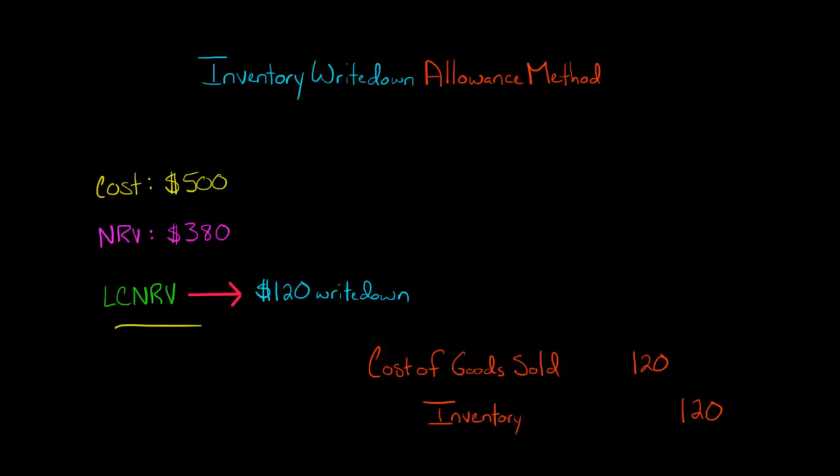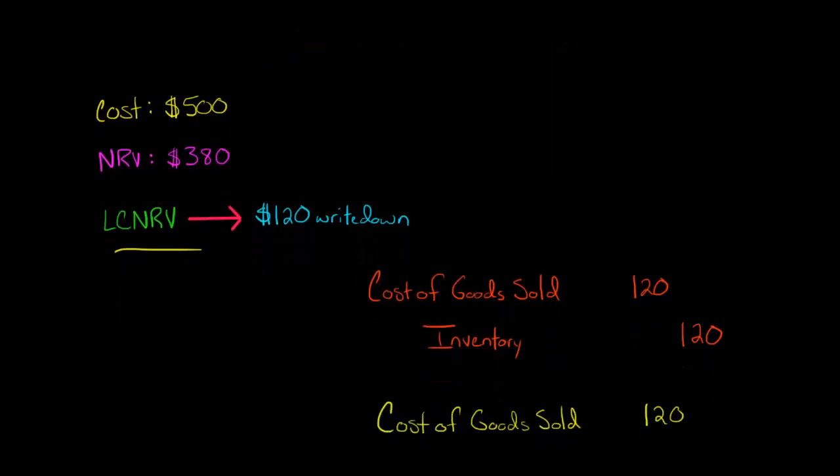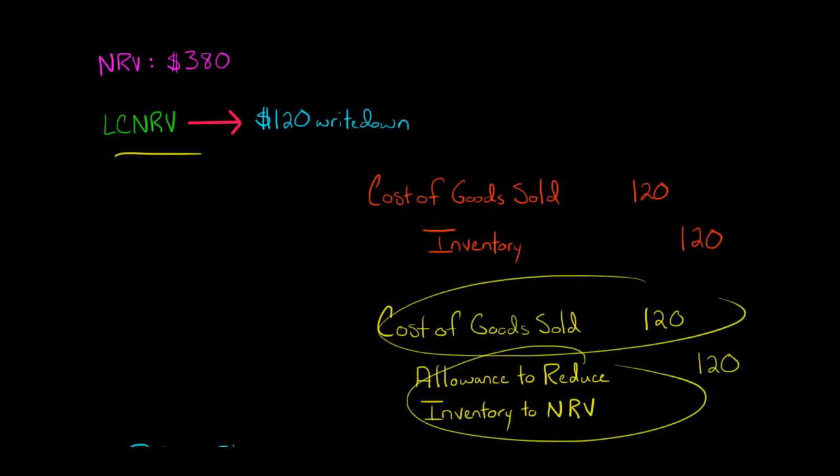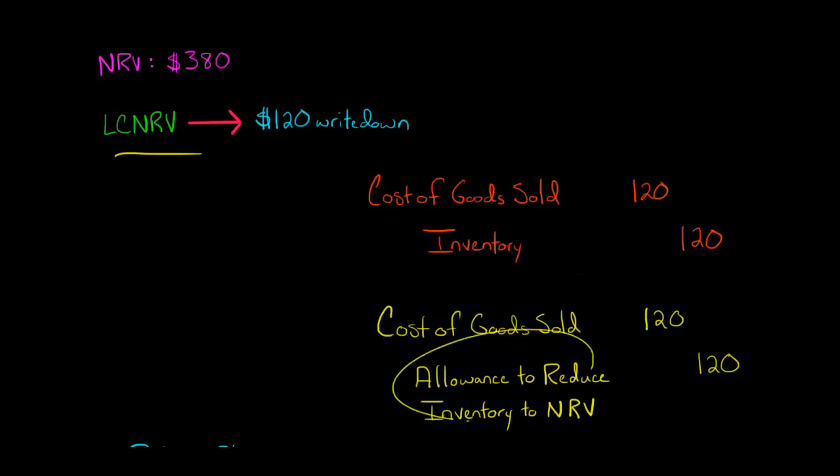Now, with an allowance account, instead of crediting inventory directly, we're going to credit an allowance account, which is then subtracted from inventory on the balance sheet. It's like a contra account. So our journal entry would look like this. We're still debiting cost of goods sold, and now we're going to credit this allowance to reduce inventory to net realizable value. So this is a contra account.